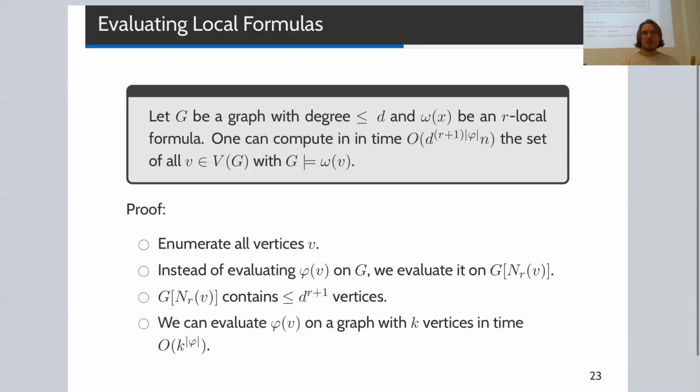And the way we're going to do it, we're just going to enumerate all vertices v. And by the property of r-locality, you don't need to evaluate phi on the whole graph. We can instead evaluate it on the r-neighborhoods of this graph. And each r-neighborhood is bounded in size. Its size is at most d to the r+1. And then you can do brute force search again.